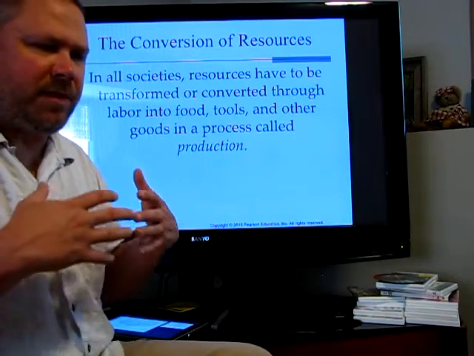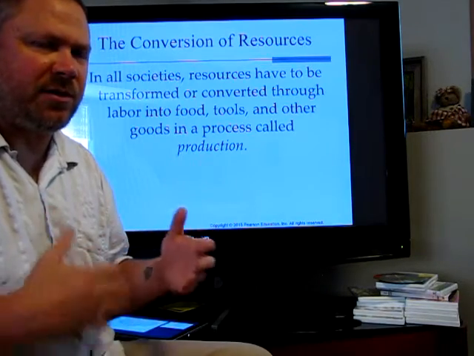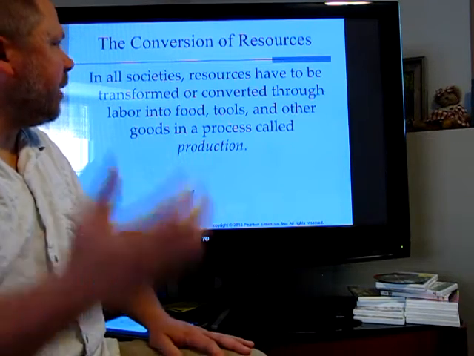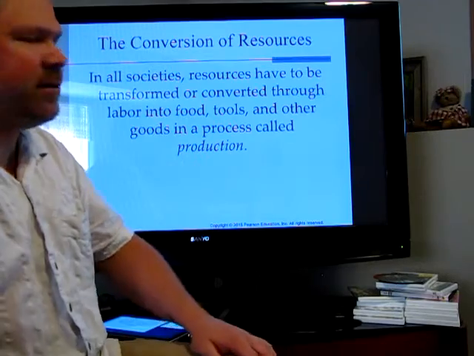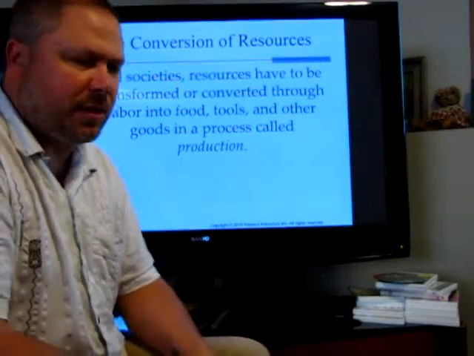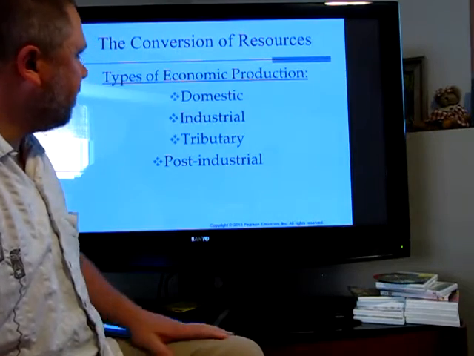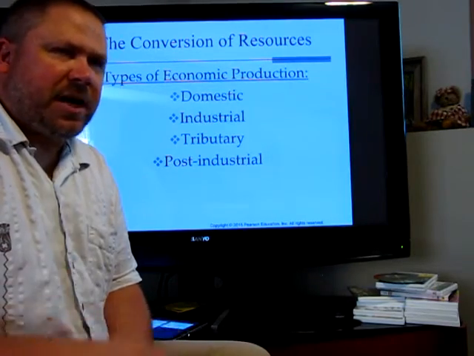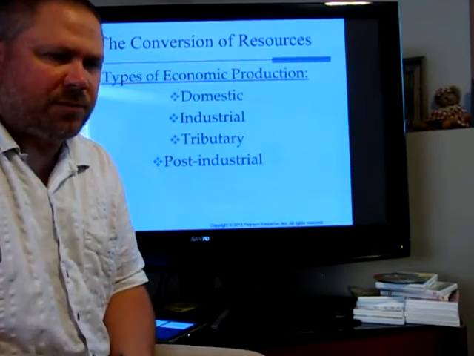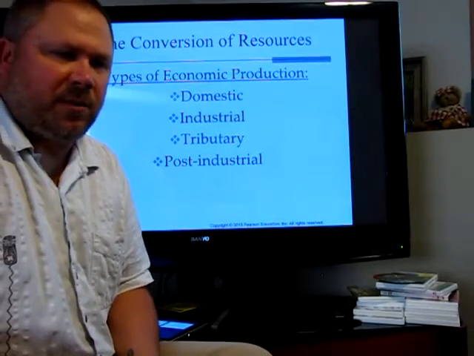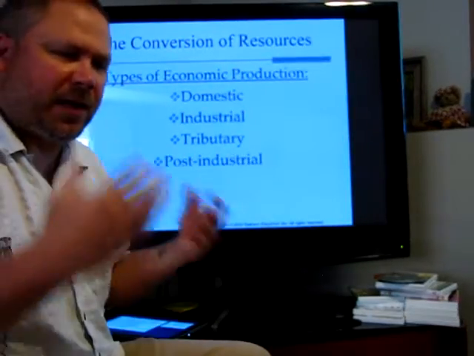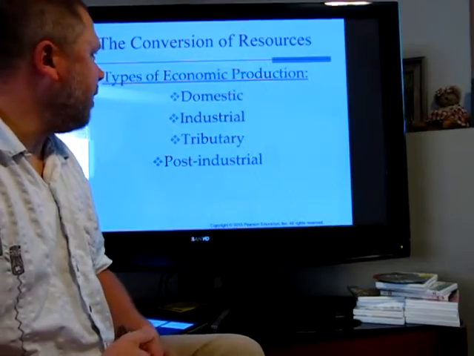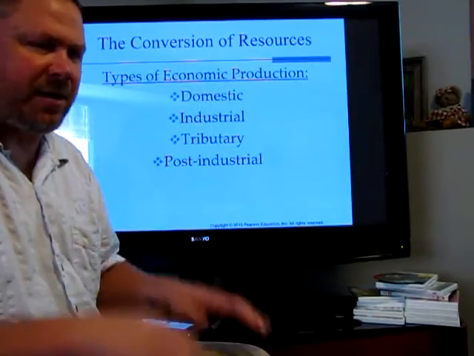So also, every society has rules on allocating resources. They also have rules on converting those resources, transforming them into food or tools or other goods through the process called production, which we're familiar with that term. So types of economic production, there's domestic, which means that the production happens at a household level. So typical foragers. So in foragers, lots of domestic production where the family, all able-bodied adults are involved in getting food for the family, and the production is happening right there on a domestic level.